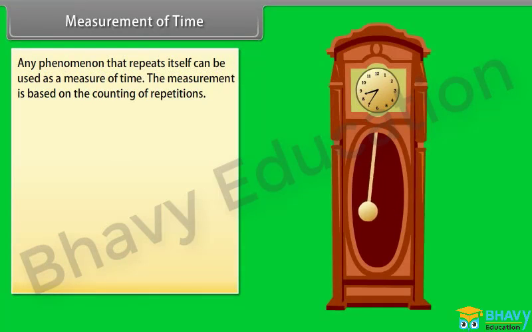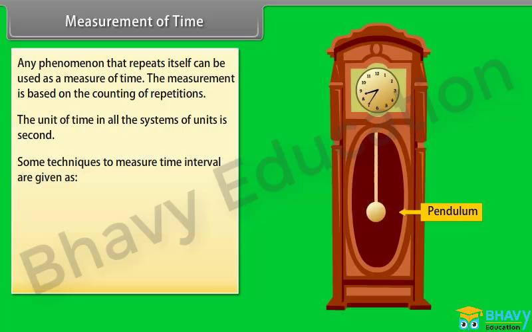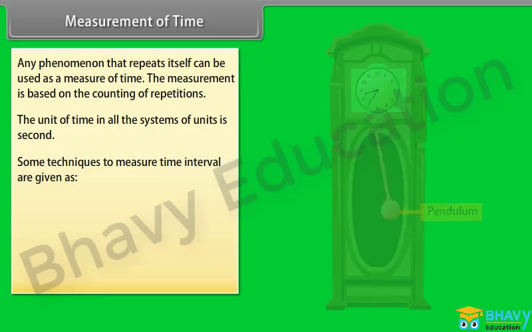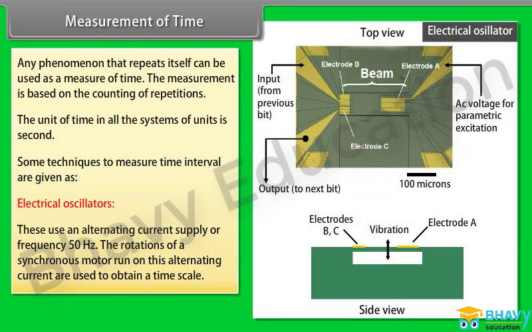Measurement of time. Any phenomenon that repeats itself can be used as a measure of time. The measurement is based on the counting of repetitions. The unit of time in all the systems of units is second. Some techniques to measure time intervals are, first, electrical oscillators. These use an alternating current supply of frequency 50 Hz. The rotations of a synchronous motor run on this alternating current are used to obtain a time scale.